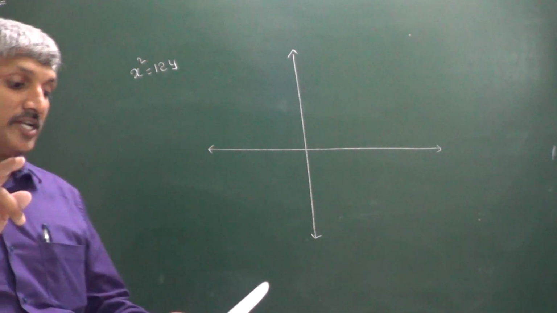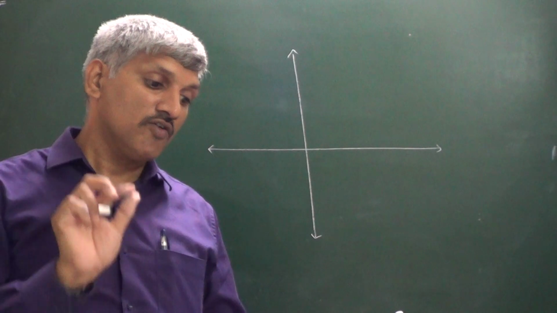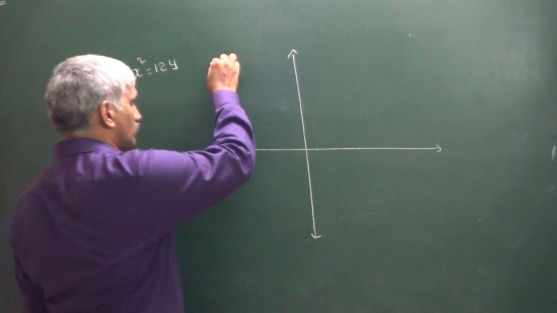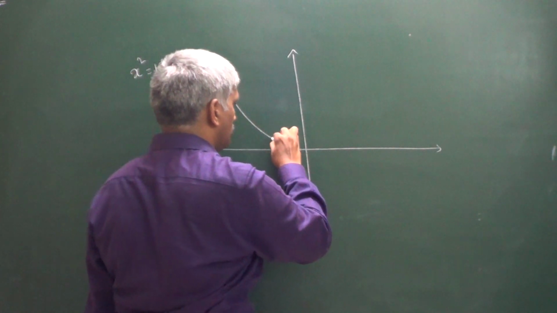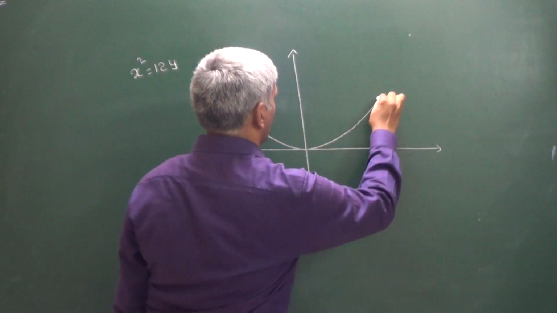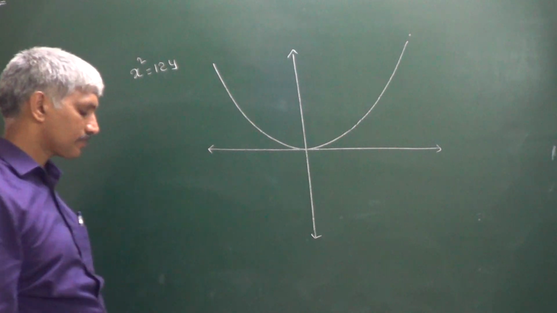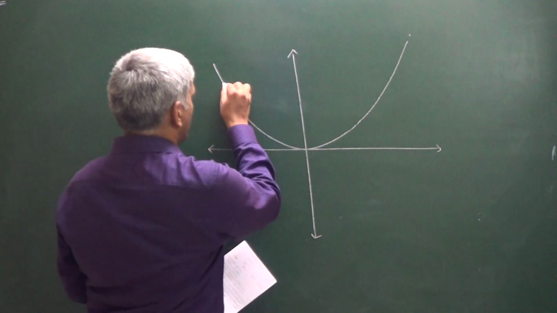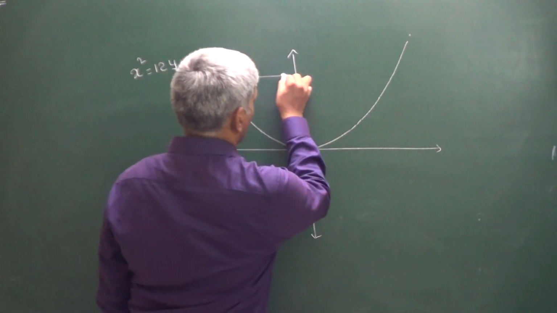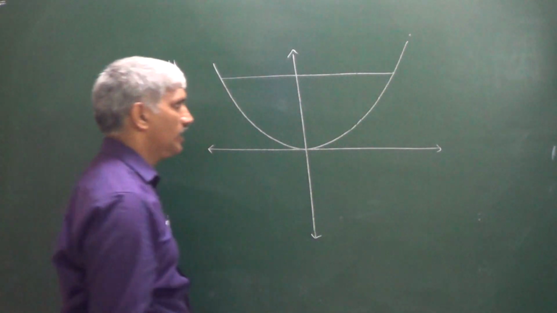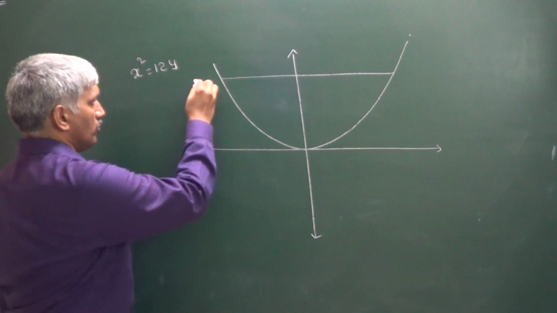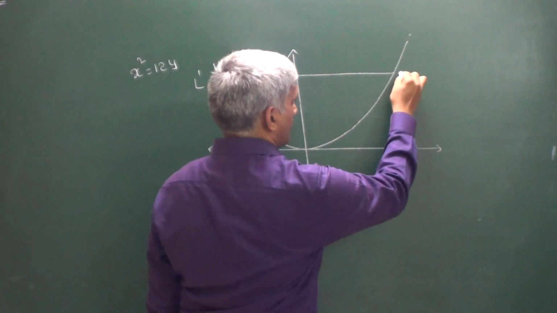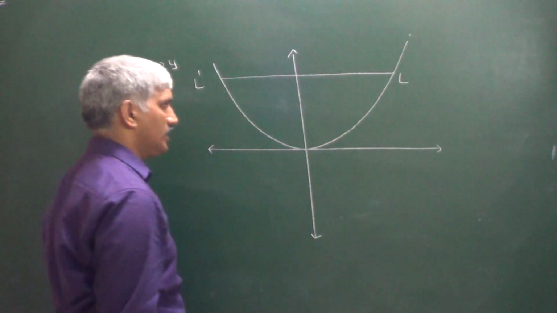What is it saying? Find the area of the triangle formed by the lines joining the vertex of the parabola x square equals 12y to the ends of the latus rectum. Yes, this is the parabola, and this is the latus rectum. This is one end of the latus rectum, L dash. This is the other end, you can say it as L.